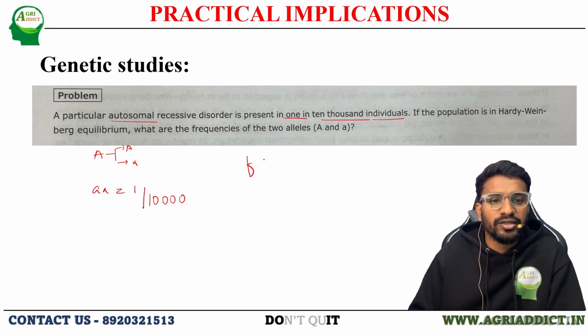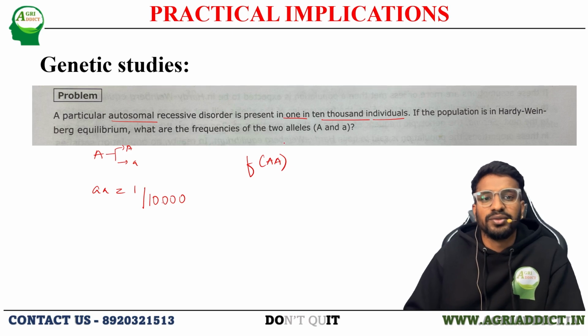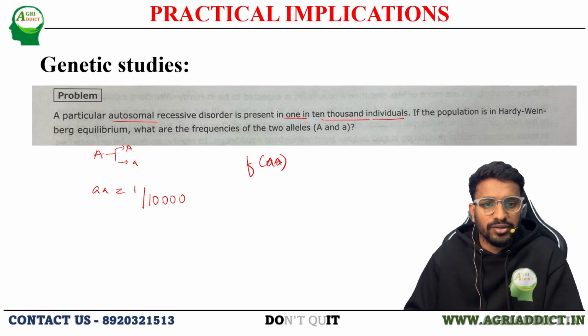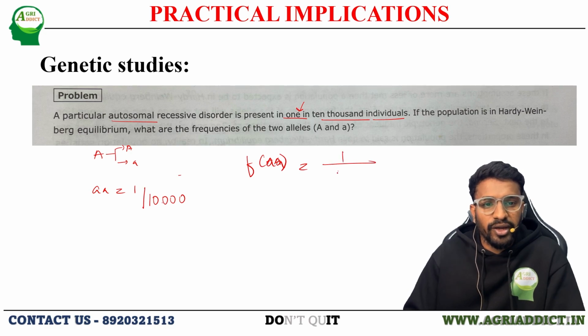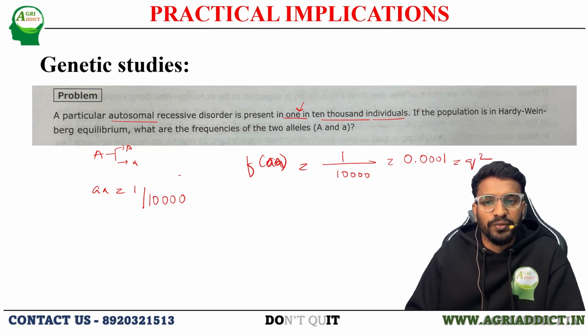So what will be the frequency of this recessive genotype? We do not require any other data to calculate it. Just by seeing this, it is 1 by 10,000, right? So it would be 0.0001. That would be the frequency of small a, which is equal to q square, right?